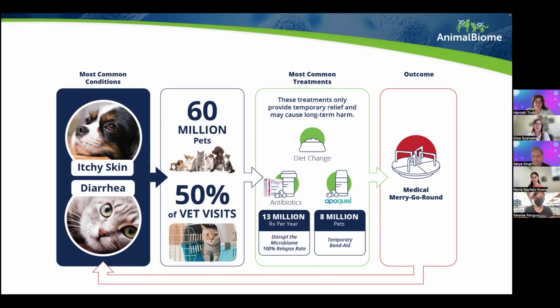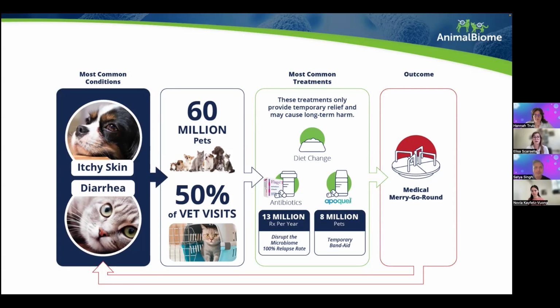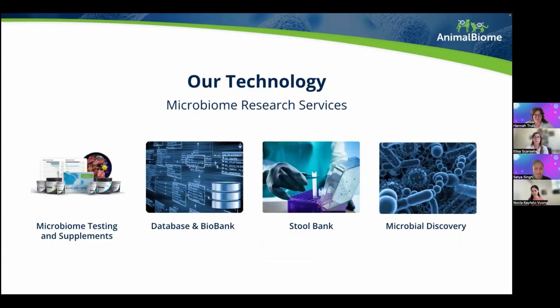So we aim to improve the health and well-being of companion animals through advanced microbiome testing and personalized dietary recommendations and targeted supplements, especially that one. By addressing these common health issues, we strive to enhance the quality of life of pets and their owners. AnimalBiome leverages cutting-edge technology to address these challenges. We provide insights into pet health thanks to our microbiome test and our supplements, but we also offer a database and biobank of microbial discoveries. We have advanced research and development going on right now. Because of that, we also offer our expertise to partners through our microbiome research services. And we also have a stool bank to support microbiome health initiatives.